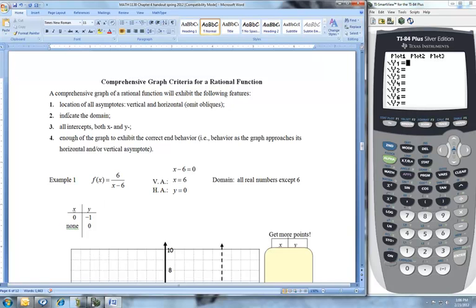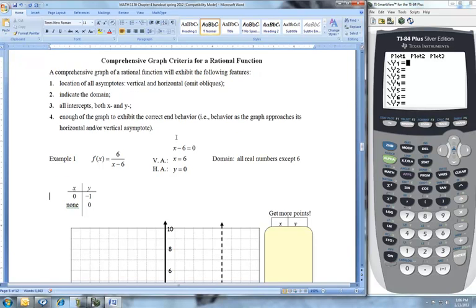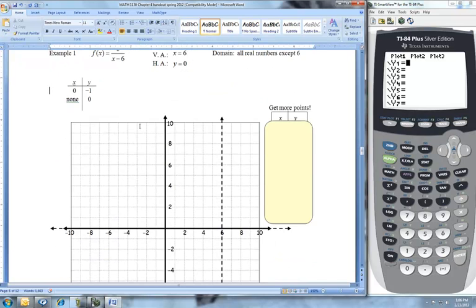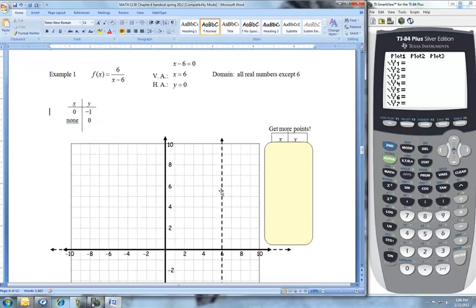So now we've got this, and now number 4, enough of the graph to exhibit the correct end behavior. Well, first of all, notice I graphed the asymptotes. So this is x equals 6, and you really can't see the y equals 0 because that is your x-axis. I did extend it, but there's a dashed line here, and that is the reason why I don't have any x-intercepts. Okay, now get more points.